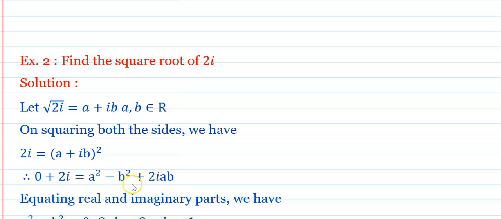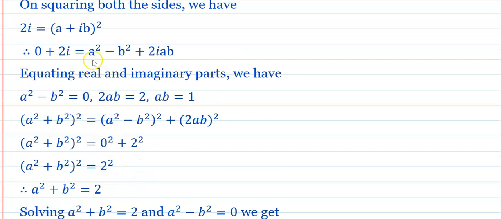Okay. Now equating the real and imaginary parts, that is 0 is equal to A square minus B square, and 2abi is equal to 2i. Here 2i gets cancelled and you will get AB. This is AB is equal to 1.